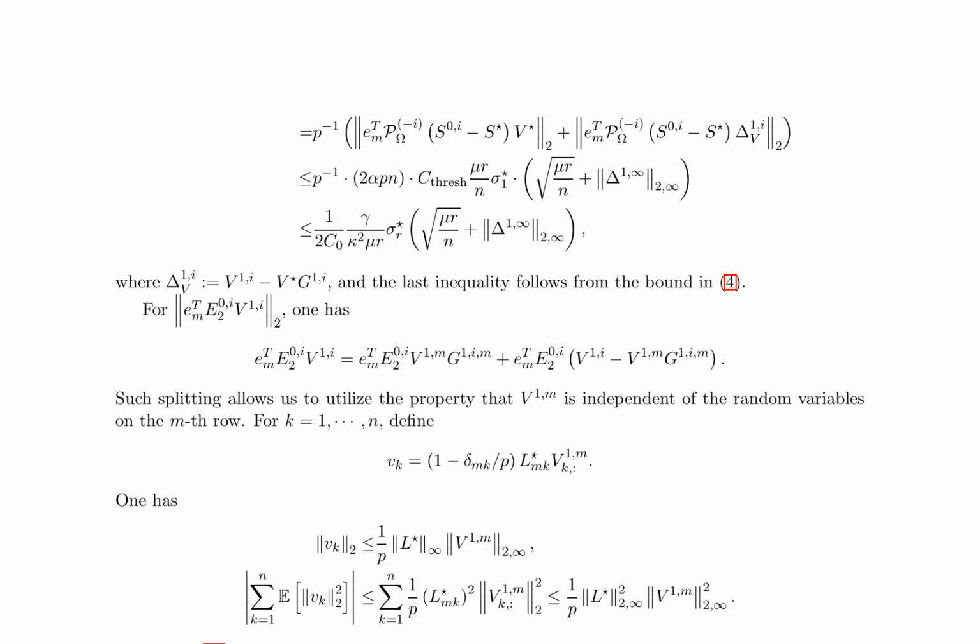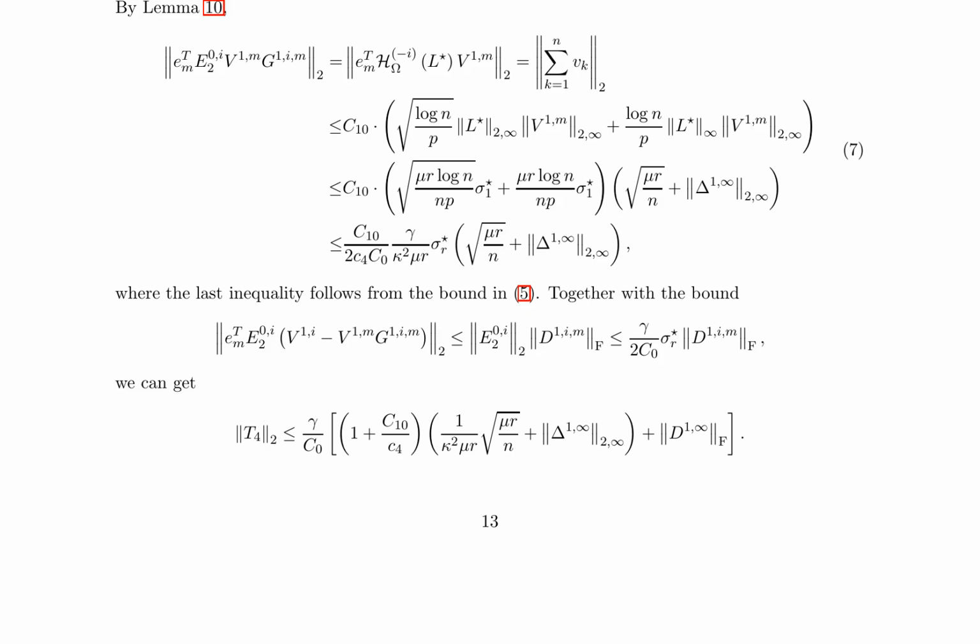The paper discusses the bound for the matrix increment Δ1,∞, which is a key component in the analysis of the matrix perturbation. The authors start by splitting the matrix into two parts, one of which can be bounded using the property of the matrix V1,M. They then utilize the property of the random variables on the mth row and define a new variable, Vk, to bound the norm of the matrix. By applying lemma 10, they obtain a bound for the matrix norm, which involves the norm of the L star operator and the norm of V1,M.